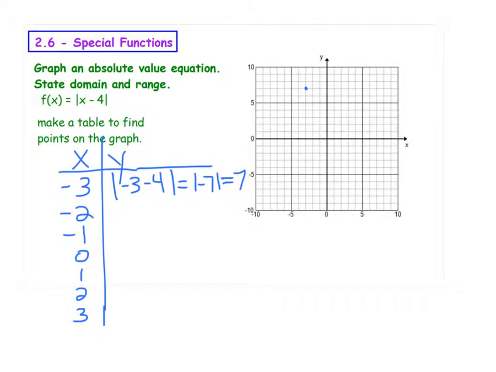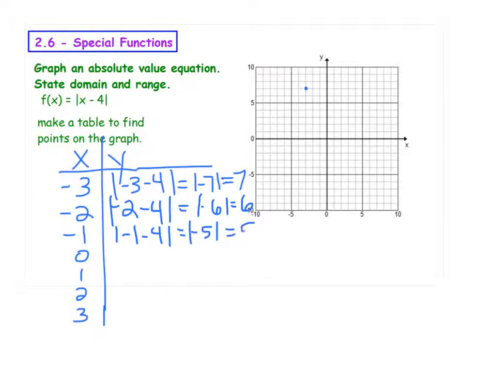Then we have an input of -2, so it's going to be -2 minus 4 in absolute value bars. So it would be the absolute value of -6, which is +6, so I can plot that point. -1 minus 4 is -5. Absolute value, that's +5. 0 minus 4, absolute value of -4, is +4. You see the pattern and get the point. 1 minus 4 would be -3, absolute value is +3. Then 2 would be -2, but +2. 3 would be -1, but +1. So now I've got all these points.